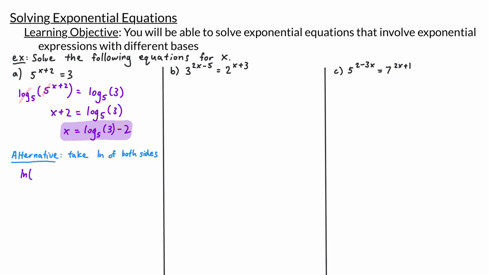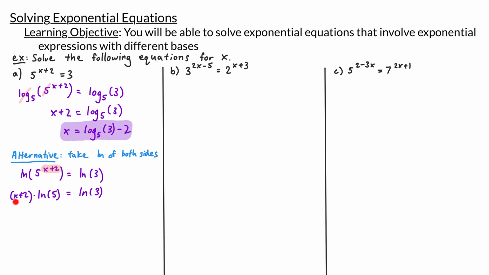We would have ln of 5 to the power of x plus 2 is equal to ln of 3. Now, if we want to proceed from here, what we're going to do is use one of our log properties. Specifically, we know that if we have an exponent inside a logarithm, like this x plus 2, it can be brought outside of the logarithm as a multiple. So we'll have x plus 2 times the natural log of 5 is equal to the natural log of 3.